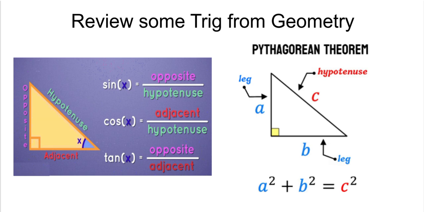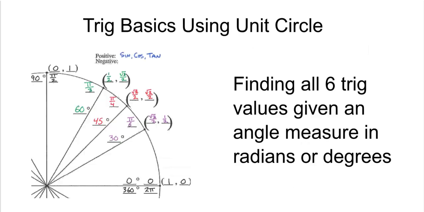Back to the trig class specifically. We start off reviewing some of the trigonometry that you have done in the past in geometry, such as SOHCAHTOA and the Pythagorean theorem. Then we get into memorizing the unit circle. This is the first quadrant of the unit circle. There are four quadrants that you need to memorize, but there are some patterns that we will discuss that will make that easy. And then we move on to using that information to find any of the six trig functions, their values, given an angle measure.